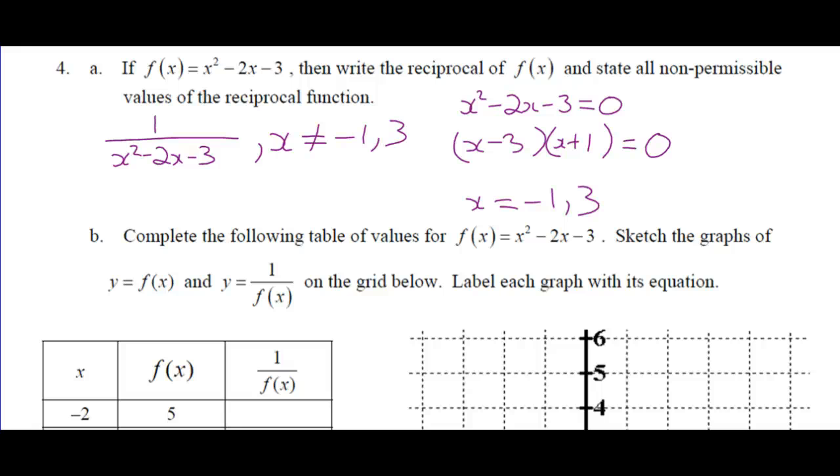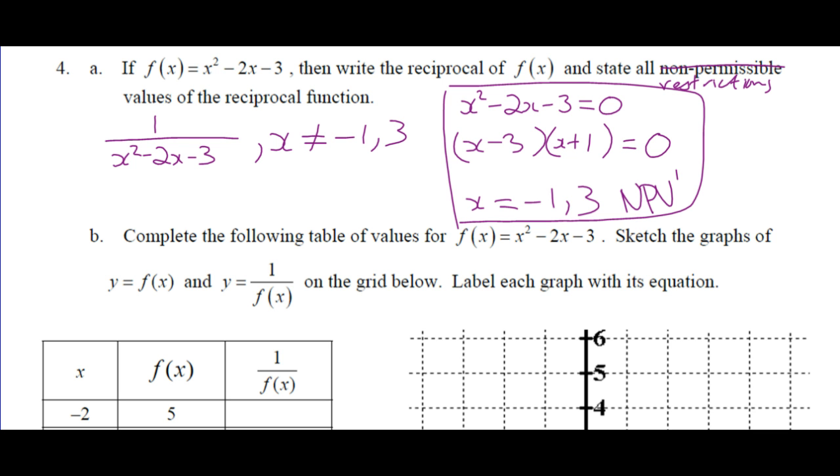Generally speaking, we really want to do the restrictions, because you're going to say, what can't x be? But here we've done both. These are the non-permissible values, NPVs, and these are the restrictions.